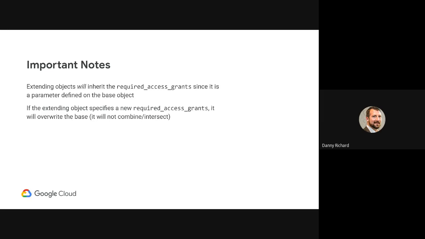LookML has a concept called extending, which makes copies of objects such as views. The copies inherit all the parameters of the objects, including required access grants. If you specify different required access grants for a copy, it will overwrite the original parameter values altogether. Consider taking our Advanced Developer Bootcamp if you are interested in learning more about extends.